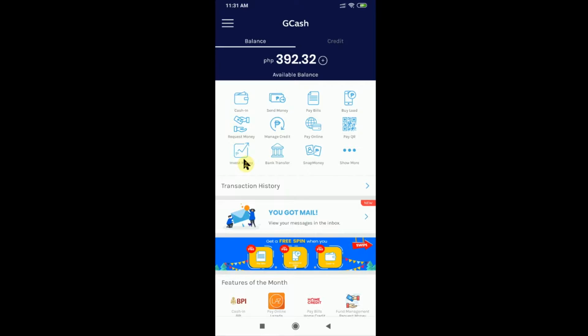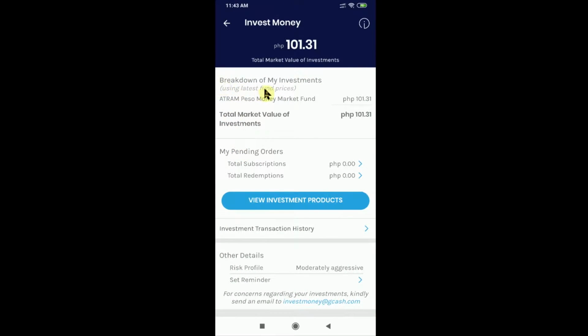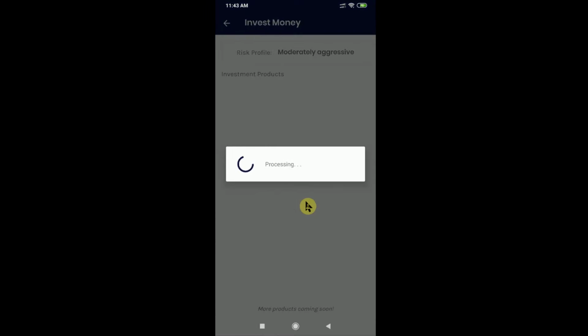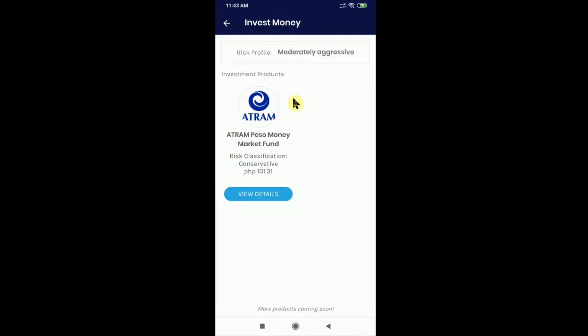I'm going to focus on what this investment product is and how it works. After clicking invest money, you will see an overview of your GCash invest money, including a breakdown of the investment and total market value of investments. You will see later that there is only one investment product available via GCash as of this recording, so technically this is the information of ATRAM Peso money market fund only. I hope there will be more available investment products in the future.